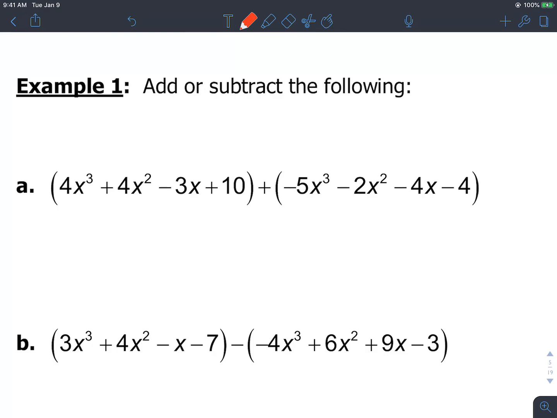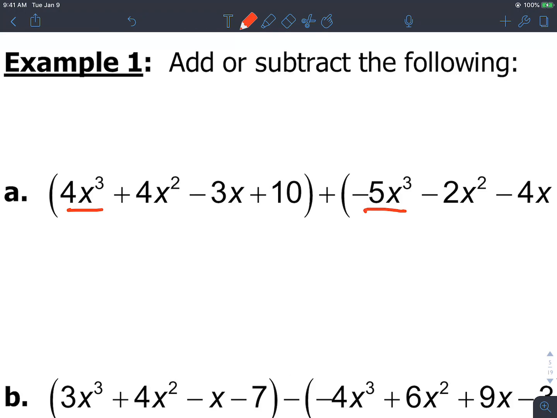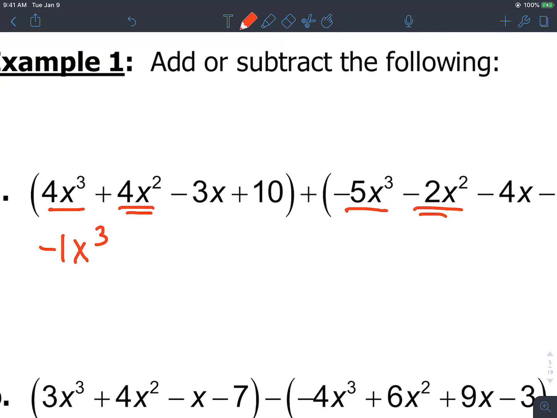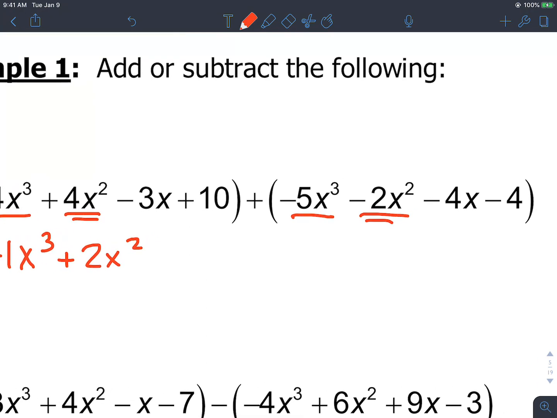All you got to do is find your like terms, line them up, and since we got add right here between, you add the two together. So find your highest power things here. You got x cubed and x cubed right there. So 4x cubed minus 5x cubed is a negative 1x cubed. Okay, you're going to have 4x squared, and then your other x squared is going to be negative 2x squared. So add those, that'll be 2x squared.